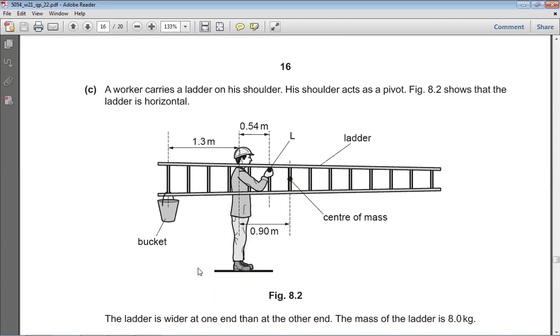Okay, so suppose this bucket is producing an anti-clockwise turning effect. This weight of the ladder is producing a clockwise turning effect. And let's suppose that this boy, with this hand, is trying to produce a force in the upward direction. So if he is trying to produce a force in the upward direction, this force will have an anti-clockwise turning effect. That anti-clockwise turning effect here plus that anti-clockwise turning effect here will be equal to the clockwise turning effect produced by the weight of the ladder.